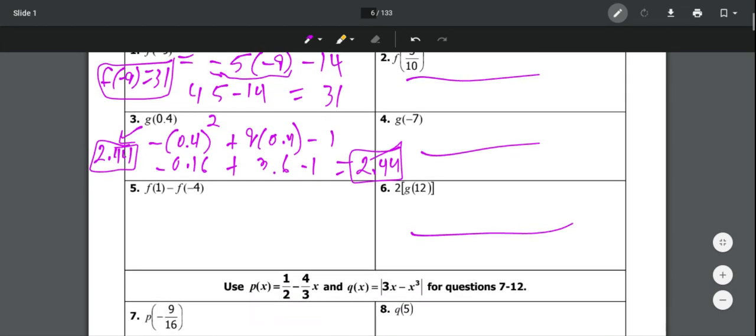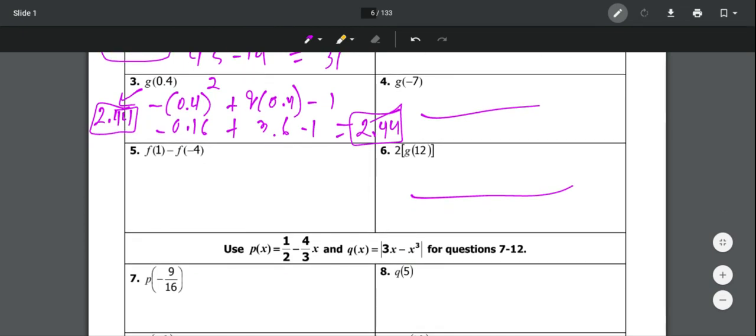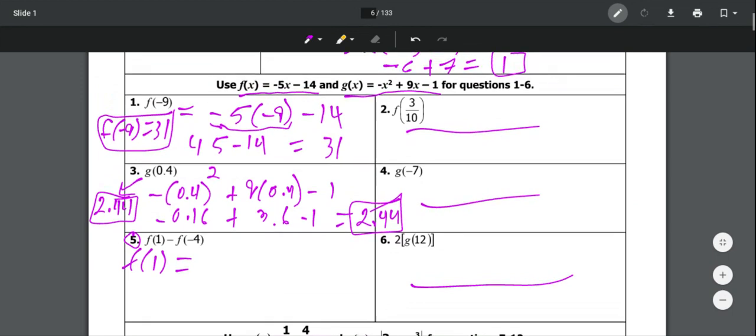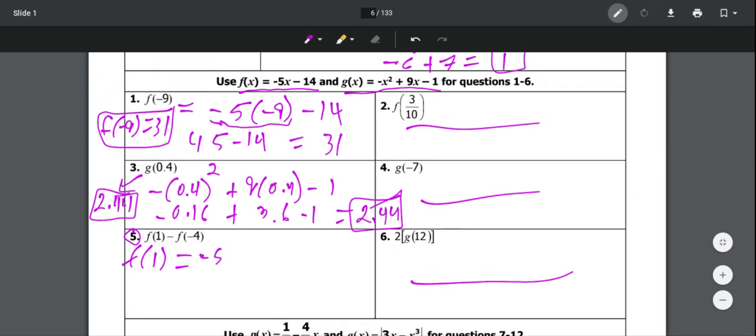The last thing I really want to show you with these problems is when you have a problem like number 5, which says f of 1 minus f of negative 4. The easiest way to do these is to just figure out what f of 1 is, and figure out what f of negative 4 is, which just means we're going to plug in 1 for f of x, and then plug in negative 4 for f of x. Just separate them and then subtract them at the end. So first thing let's do is find f of 1. We plug that into our f of x equation.